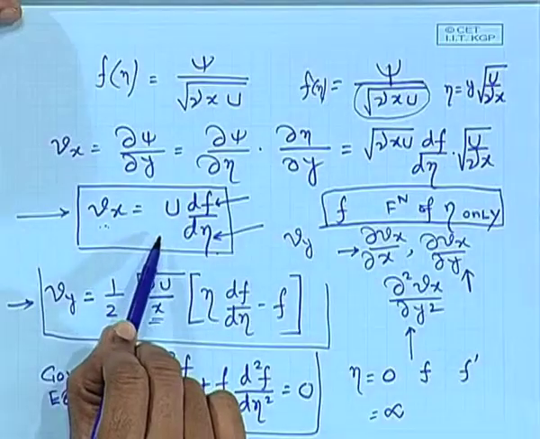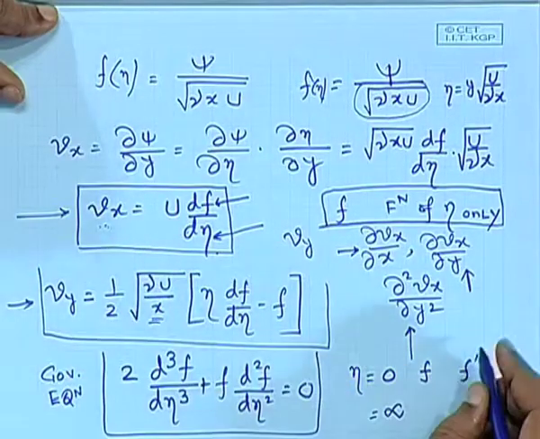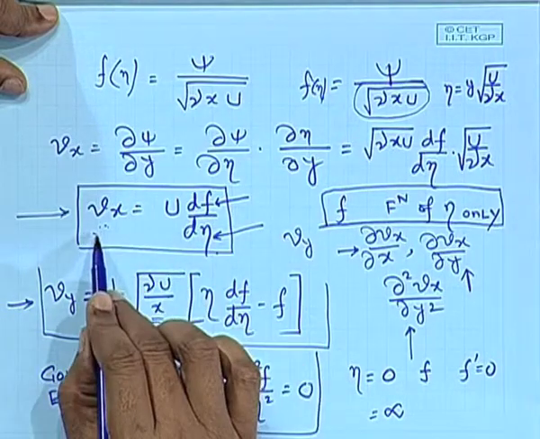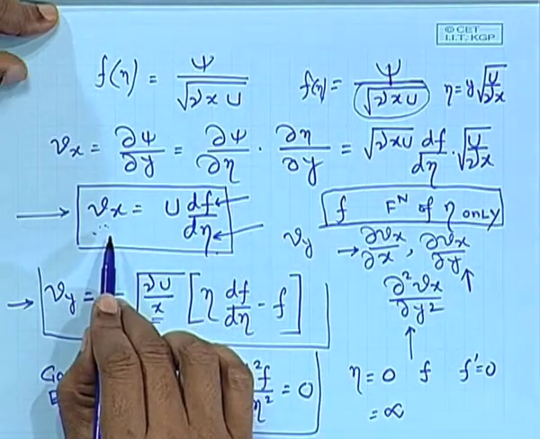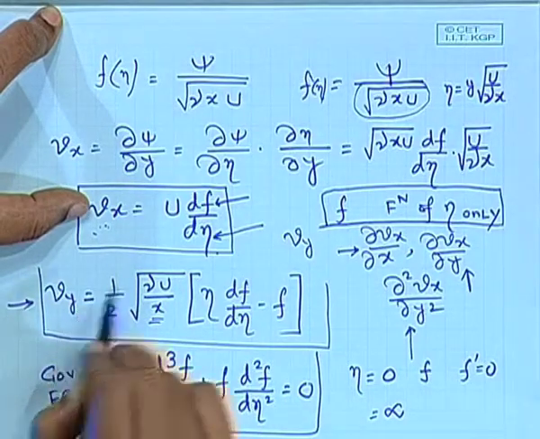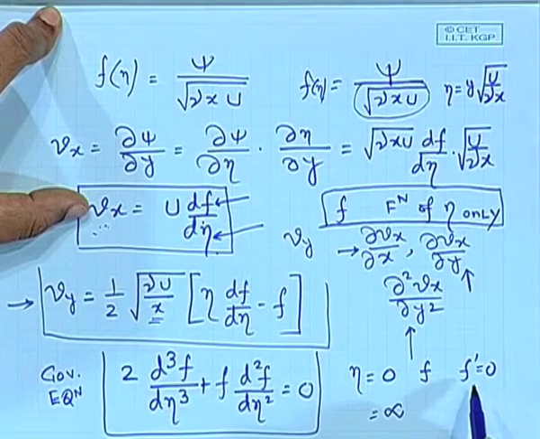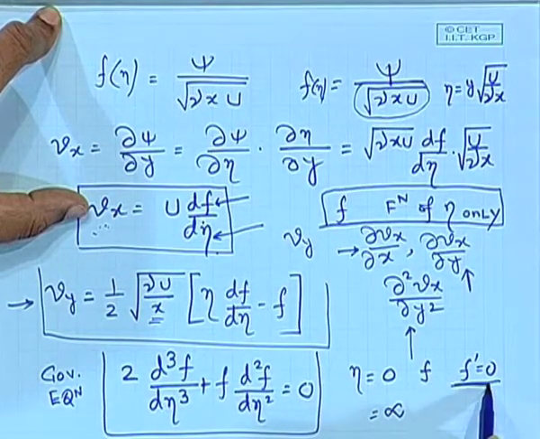Now, at eta equals 0, what's happening physically? You are at the solid liquid interface. So, your Vx would be 0, and if you look at Vx, what's going to be 0 at eta equals 0? This is going to be 0. If I look at the expression for Vx at eta equal to 0, since my Vx is equal to 0, so f prime, which is df d eta, has to be equal to 0. That is my first condition.